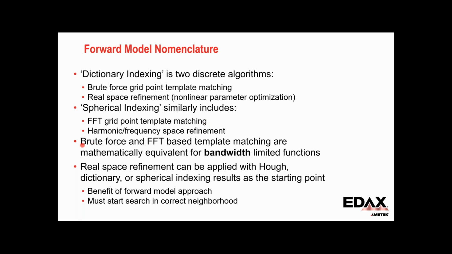And that first step for each of them is basically mathematically equivalent, to the approximation that you're correctly able to capture your function with the spherical harmonic transform. And the real space refinement part, which is the second item in the dictionary indexing, is useful on its own as a standalone technique. So you can start from a Hough orientation and refine, or you can use it from the result of the spherical indexing and do an additional refinement to get the same level of robustness. The important thing is just that you start your search close enough to the true answer for it to work.